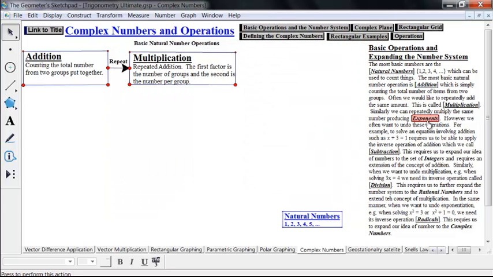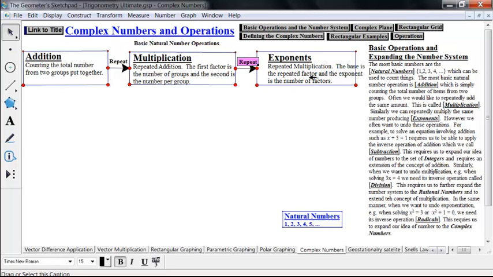In a similar way, we can repeatedly do multiplication, and this is exponents. So exponents are sometimes called powers. And that's repeated multiplication. For example, 2 to the third power means 2 times 2 times 2, and 3 to the second power means 3 times 3. So it's repeated multiplication. As long as the first number is a natural number, multiplication can be thought of as repeated addition. And as long as the power is a natural number, we can think of exponents as repeated multiplication.